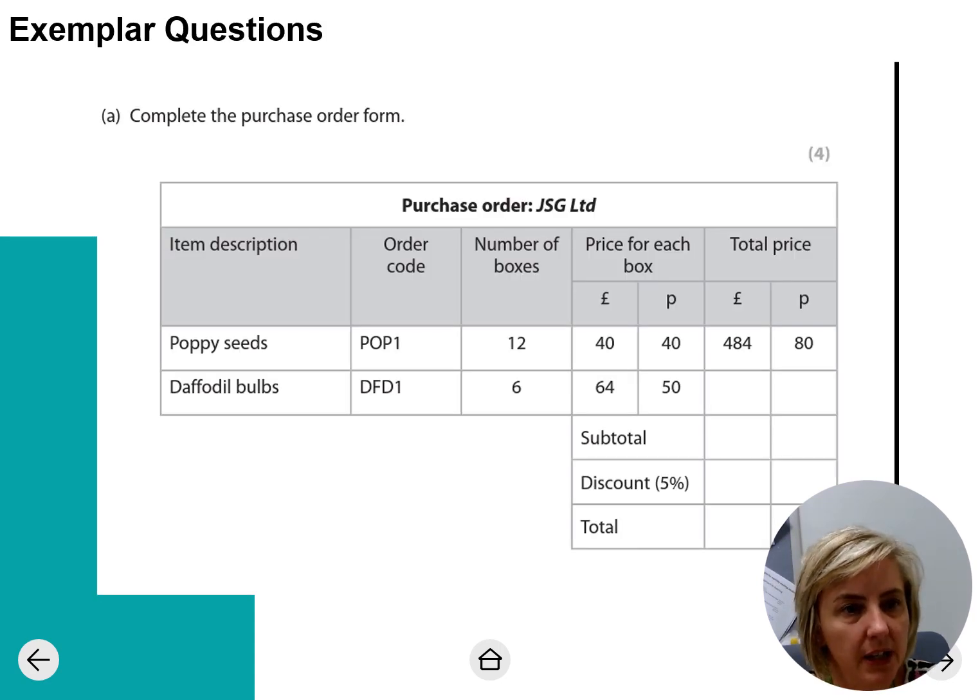Again, this is an example of some of the business documentation that the students need to just understand. Again, it's fairly simple maths in terms of using the calculations, making sure to get the marks that they are showing it to 2 decimal places in the pence all the way through what they're doing. So doing the calculation to work out 6 times £64.50, subtotal of those 2 added together, then working out what 5% discount of that, and then remembering to minus the discount from the subtotal to get the total.